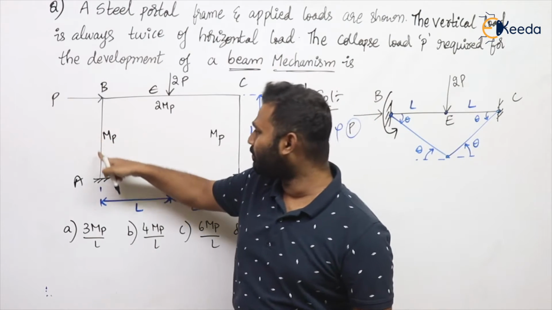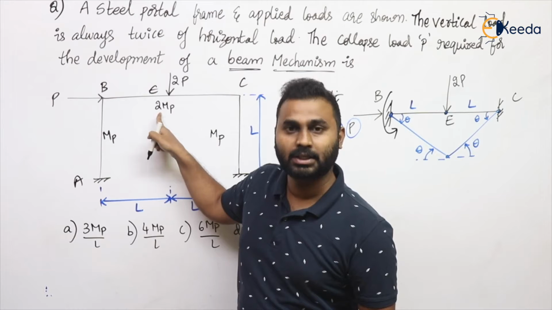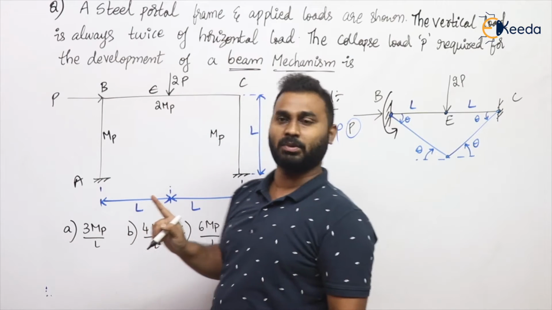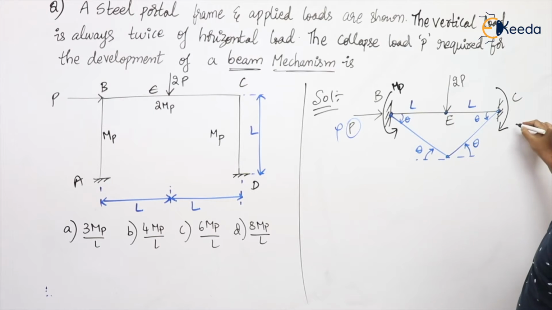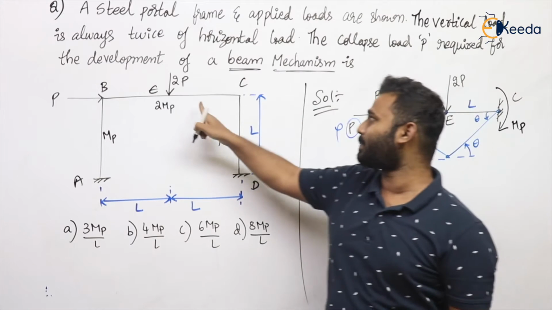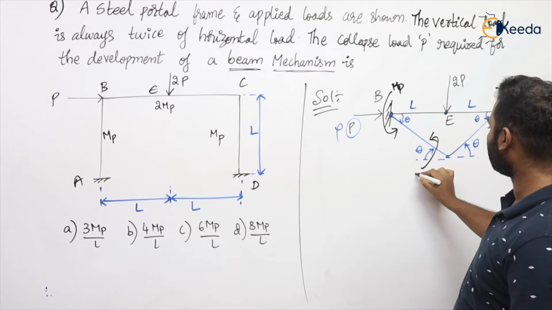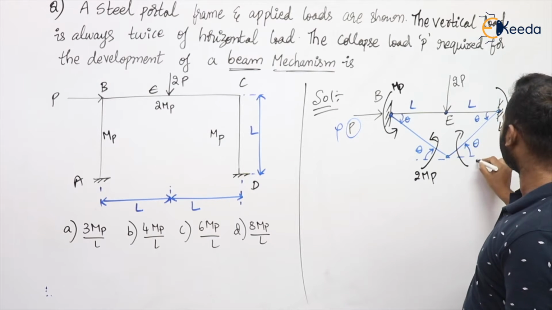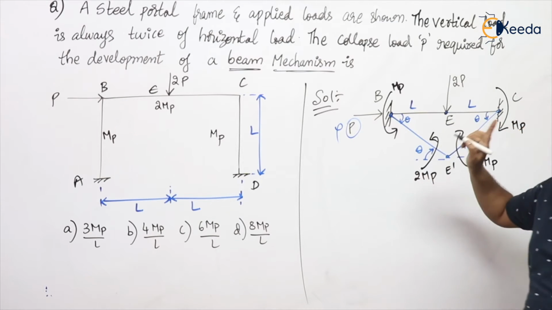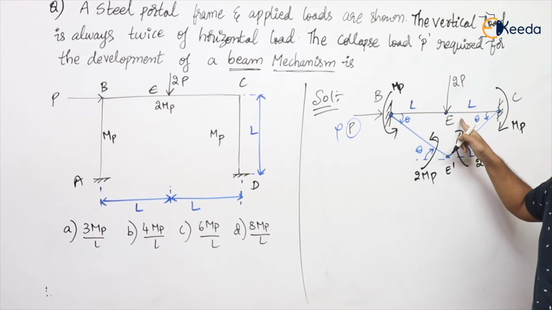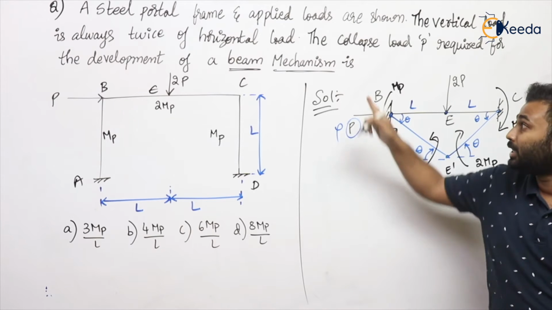Now at B, two members are meeting, AB and BC, having two different plastic moment capacities. Then we have to go with the lesser plastic moment capacity. Therefore, here it is MP. Same for C also, MP. But E is within the span, which has plastic moment capacity 2 MP. So here it is 2 MP, and the deflection at E is E dash. As I said previously, external work in beam mechanism is done only by the vertical load, not the horizontal load.